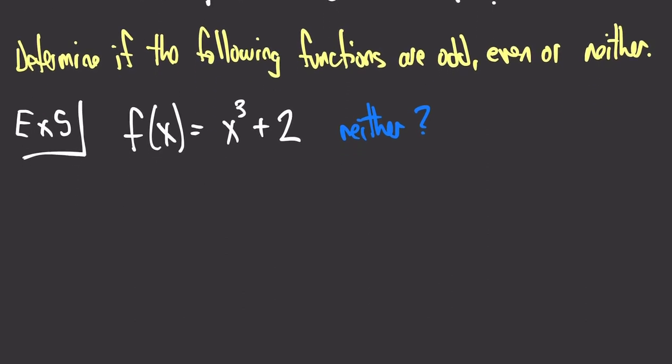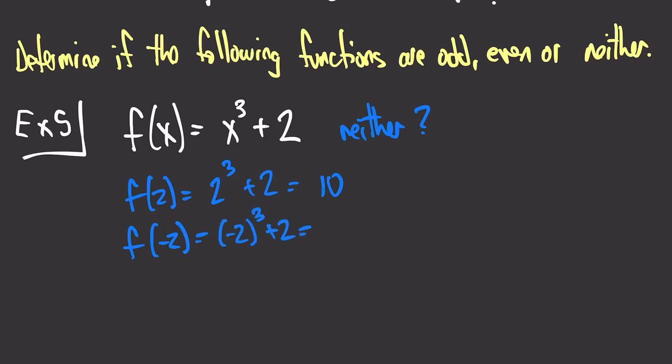So what I'm going to do now is say, if I think it's going to be neither, I'm just going to plug in a 2, and I'm going to plug in a -2. And if those two are not equal and they're not opposites, then it's neither. So let's see, what do we have here? 2 cubed plus 2. That's going to be 8 plus 2. That's going to be 10. This is going to be negative 2 cubed plus 2. So remember, negative 2 cubed is negative 8. Negative 8 plus 2 is negative 6. So they're not equal. They're not opposites. So this is going to be neither.